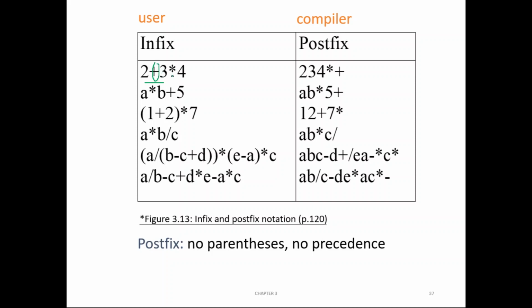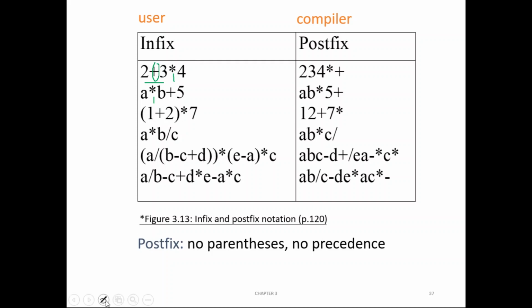Okay. And then 2 plus 3 star 4. The star is an operator, which is coming between 3 and 4. So this is an infix expression. Similarly, a star b plus 5. Here star is coming between a and b, and plus is coming between b and 5. So everywhere you can see the operator will come between two operands.